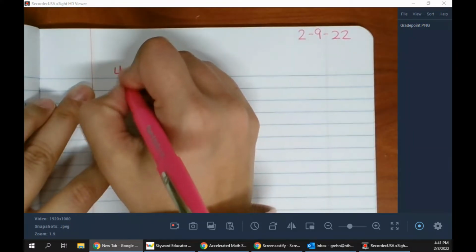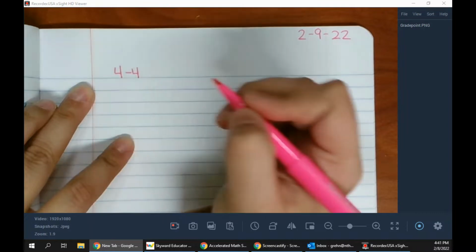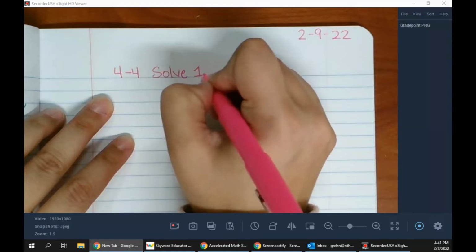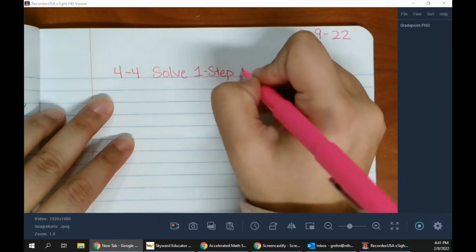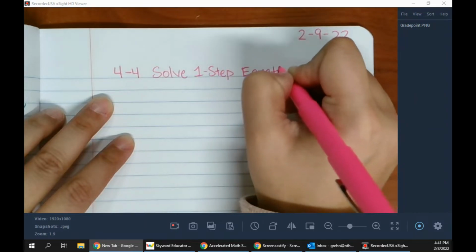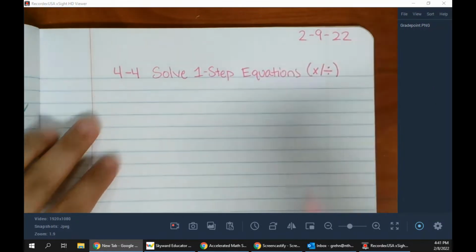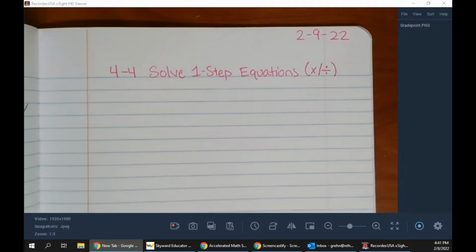Today we're going to be working on solving one-step equations, but today we're going to look at multiplication and division equations. So go ahead and open up your notebook to the next available page. You can put today's date at the top. And then this is going to be topic 4, lesson 4, solve one-step equations. And I'm going to put multiplication and division in parentheses because those are the types of equations we're going to focus on today.